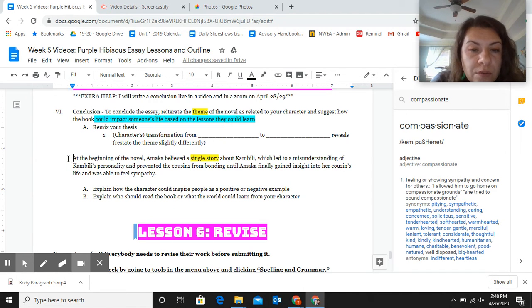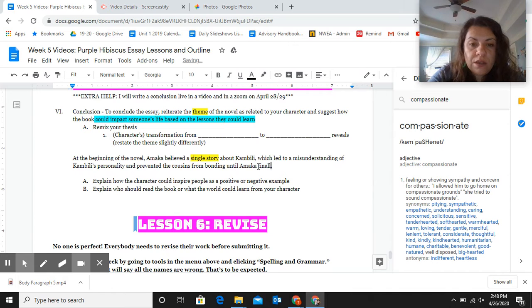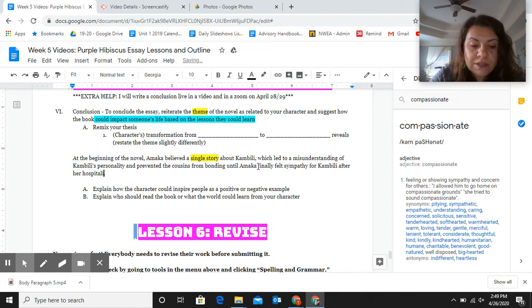At the beginning of the novel, Amaka believed a single story about Kambili, which led to a misunderstanding of Kambili's personality and prevented the cousins from bonding until Amaka finally gained insight. I don't like this, and I didn't like it when I wrote it. Until Amaka finally felt sympathy for Kambili after her hospitalization. Okay, I'm gonna stick with that for now. So I remixed my thesis.